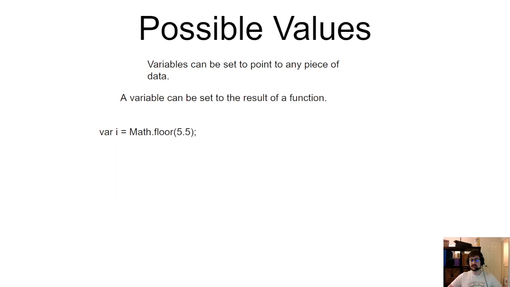A variable can also be the result of a function. So i equals Math.floor. Again, this follows the same rules. If the function returns an array or an object, it is copied by reference, which we'll cover a little later. If the function returns a primitive, that primitive value gets copied from where it was.